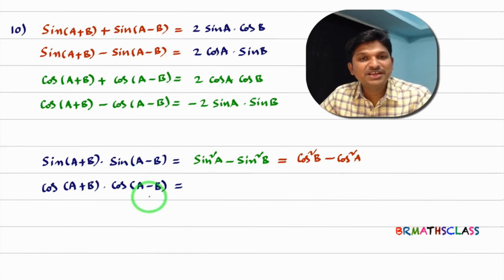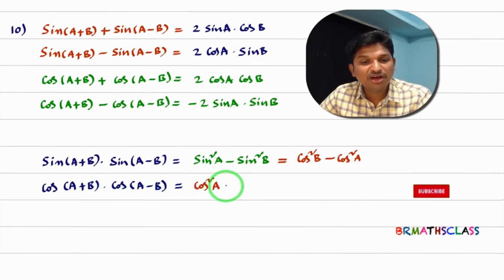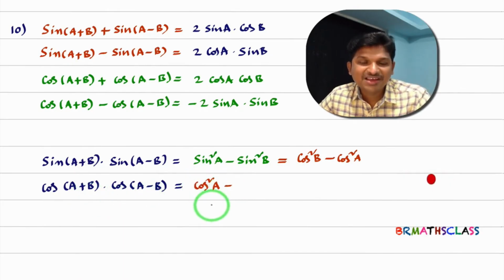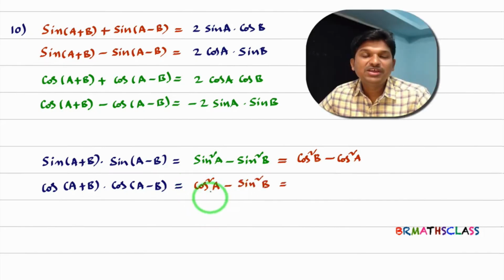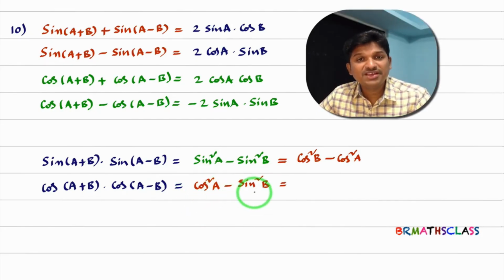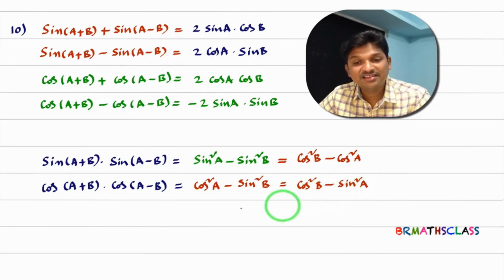Now cos A plus B into cos A minus B. Cos A plus B into cos A minus B formula is cos square A minus, many students get confused and write cos square A minus cos square B, but it is not; it is cos square A minus sin square B. So here this is the formula in terms of cos A and sin B. You can write this in terms of sin A and cos B also, like this: first B term, cos square B minus sin square.